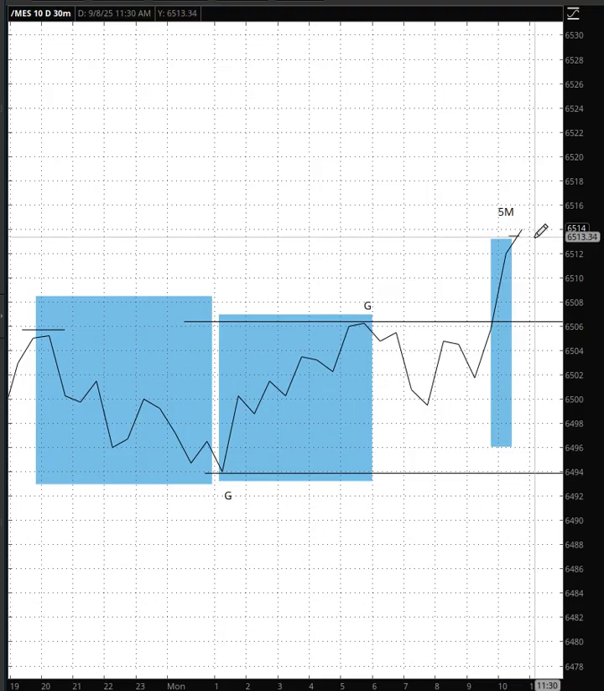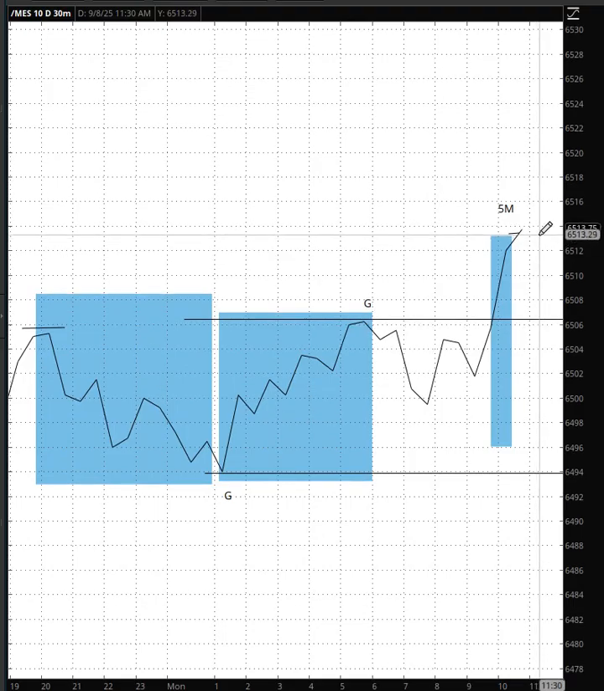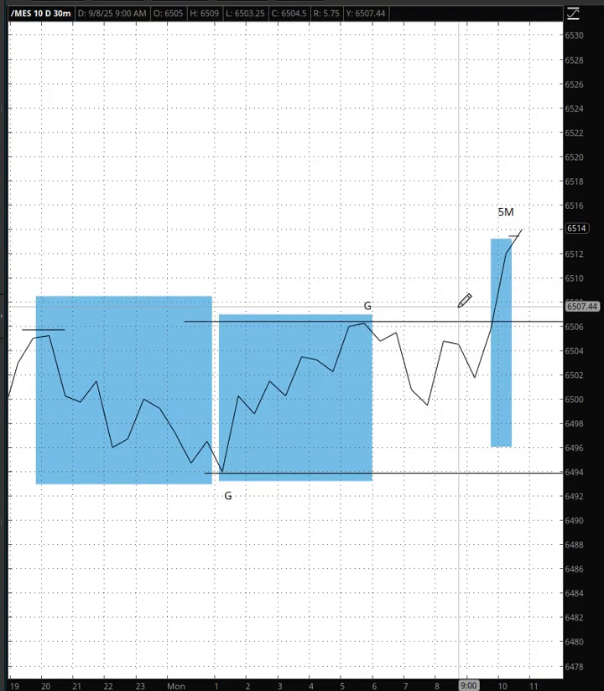Now, if we hold here, I would start with one contract and wait for confirmation, and then we can do a trade.